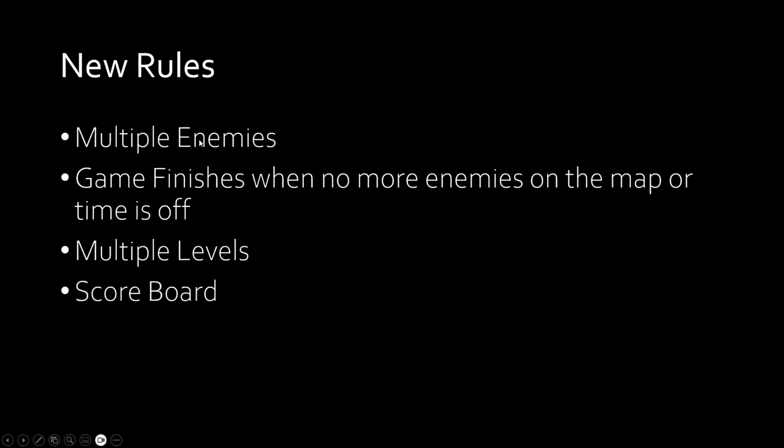So, first things first, I created all new rules for my game. Since there is no longer only one enemy on the map, there are multiple enemies, and the game finishes when the player catches them all, or when they all leave the level because they escaped after seeing the player. So from now on, the game finishes when there are no more enemies on the map, or when the time is off, because the player has a limited amount of time, which is a counter now.